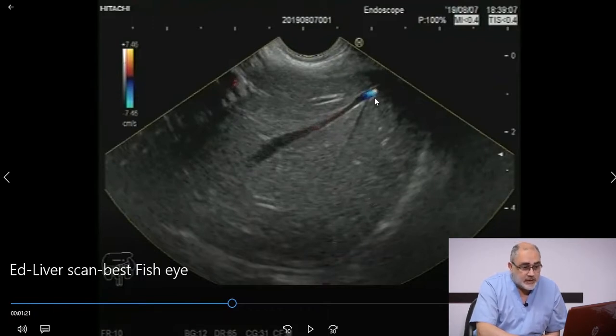The anatomy is saying that the left hepatic vein separates segments 2 and 3 at one side and segment 4 at the other side. But during EUS examination, this is segment 2 and this is segment 3.